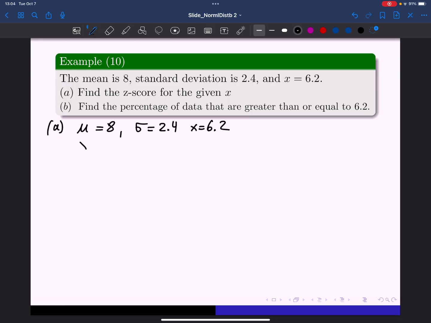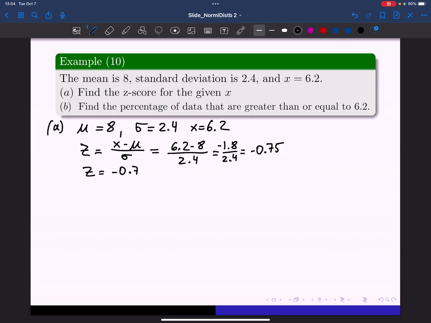We use the z-score formula, that z is equal to x minus mu over sigma. So this is equal to 6.2 minus 8 divided by 2.4. And that gives me 6.2 minus 8 is minus 1.8 divided by 2.4. So that gives me minus 0.75. So my z-score is minus 0.75. So that means we are to the left of the mean.